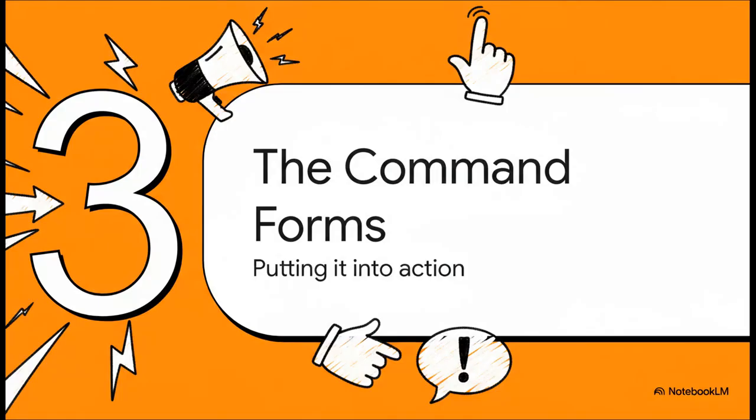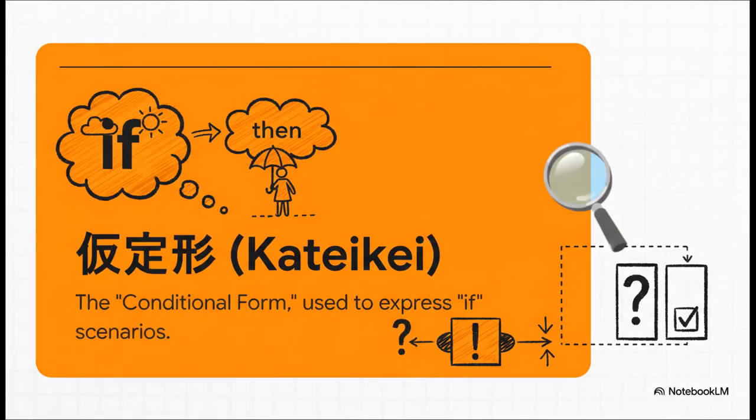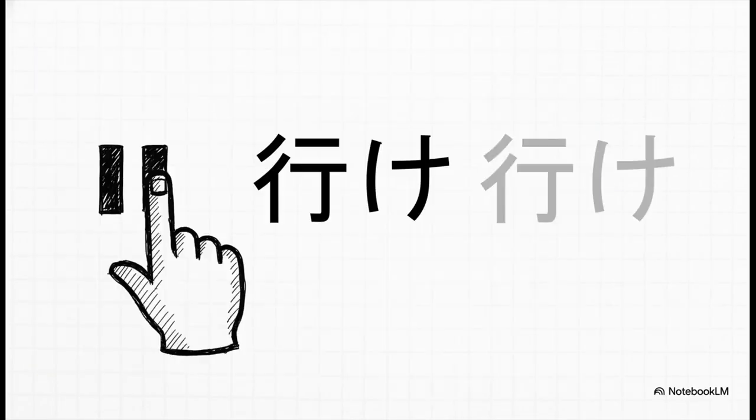All right, on to our final pair, the command forms. This is where we really start putting the verb into action, telling people what to do or setting up conditions. First, we have the Katsuyou-kei. This is the conditional form, and its one job in life is to set up if scenarios. You know, if you do this, then that will happen. And that form is ike. Now, remember that because, you'll see in a second.